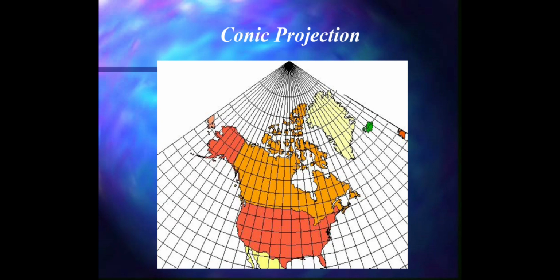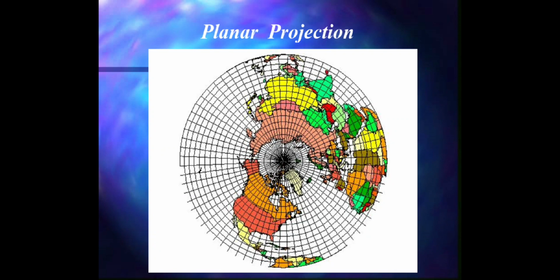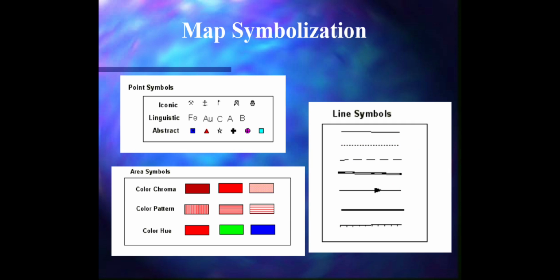So how we can see that: these are the conic projection over there, these are the cylindrical and planar projection over there. So this is the map symbolization: line symbol, dotted line, big dotted line, double line means road, an arrow means going outward, dark line, some bridge line. The color phenomena is there: dark color, color pattern, color hue, how much amount of it. Okay, point symbol is there.